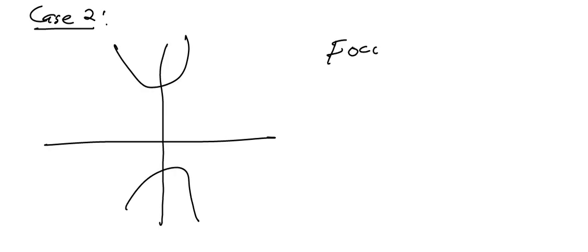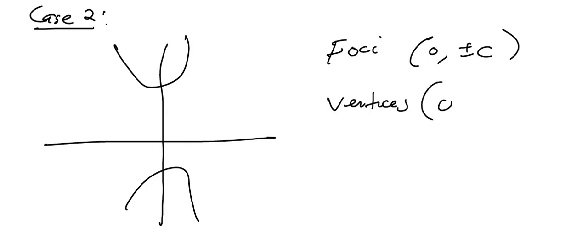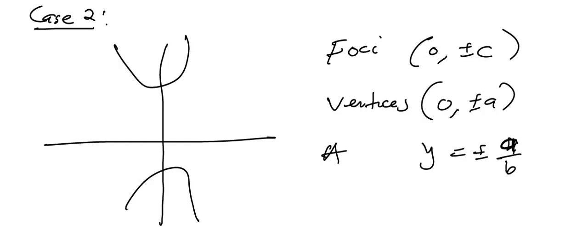We have the foci, which is going to be 0, plus or minus c, and we have the vertices, which are now going to be 0, plus or minus a. Then we have the asymptote, which is y is equal to plus or minus a over b, then with an x. So we have this.